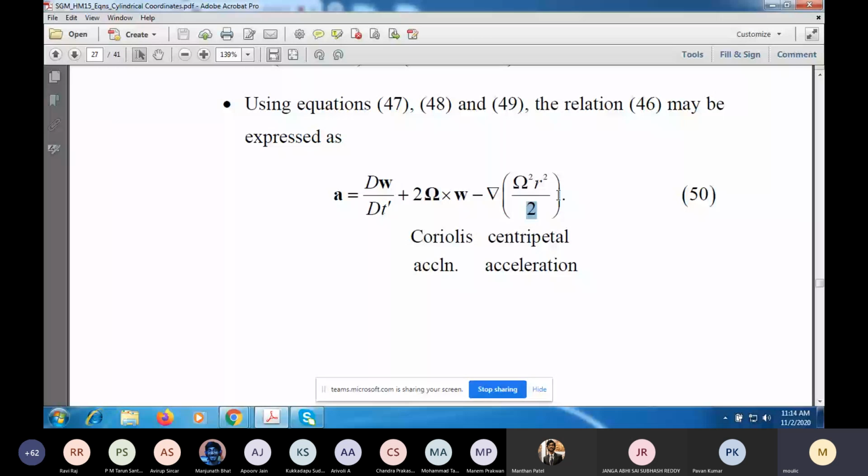Okay, so this derivation is not very important as far as this course is concerned. For the sake of completeness, I've outlined the derivation. If you're interested, you can go through it. But now we'll see how to use this and come up with relations that are useful for this course.